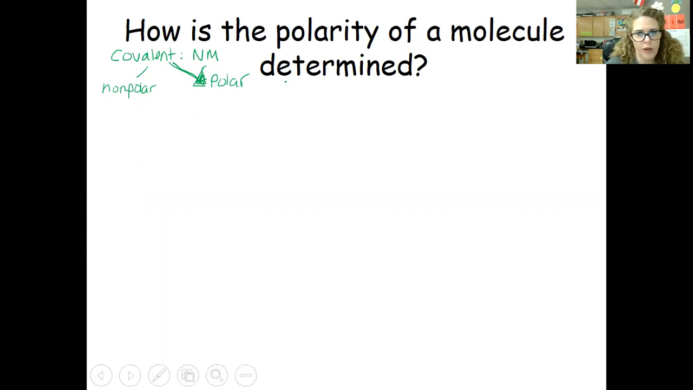From this point forward, you really need to be a careful reader, and you need to ask yourself if a question or something is referring to the bond or whether something is about the molecule.